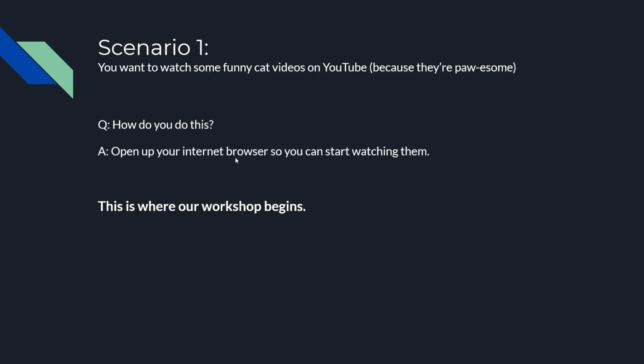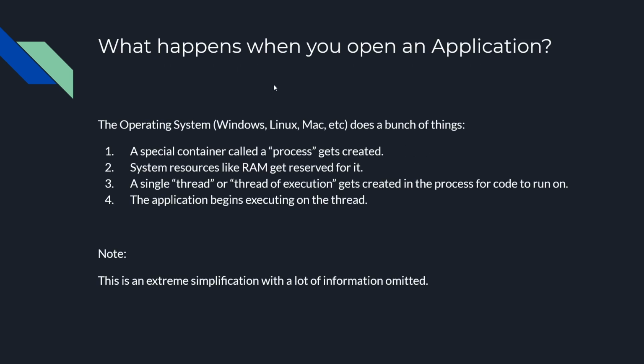That's actually where the workshop begins. Everything with multitasking starts there. When you open an application, a lot of things happen at one time. I'm going to start with this part here. This is an extreme simplification, and I omitted a lot of stuff so we could keep this relevant to our workshop. But the operating system, Windows or Linux or Mac or your phones, even the smartwatches, whatever, it does a bunch of things at once when you double-click on an exe, for example.